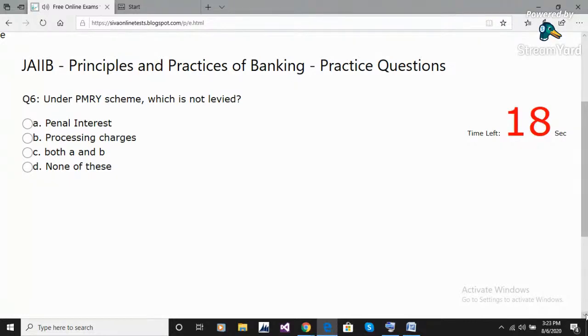Question 6. Under PMRY scheme, which is not levied? Option A. Penal interest. Option B. Processing charges. Option C. Both A and B. Option D. None of these. Answer C. Both A and B.